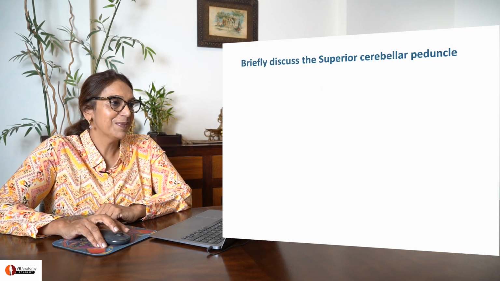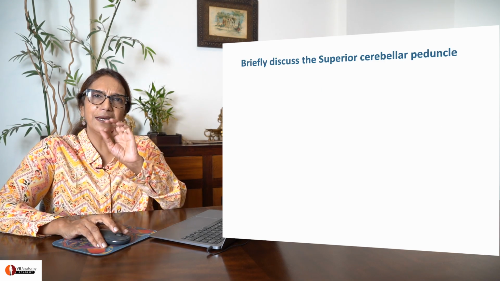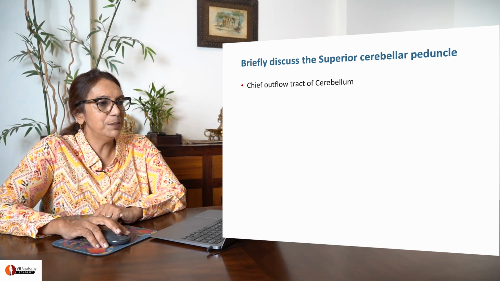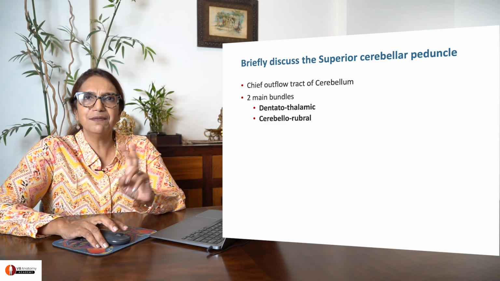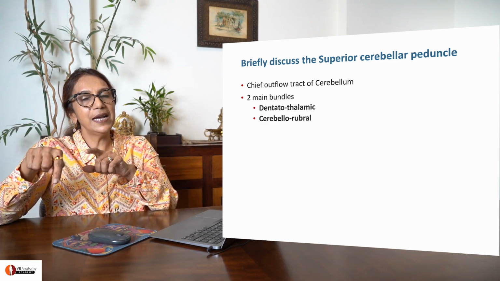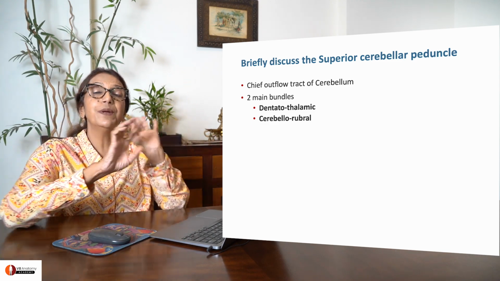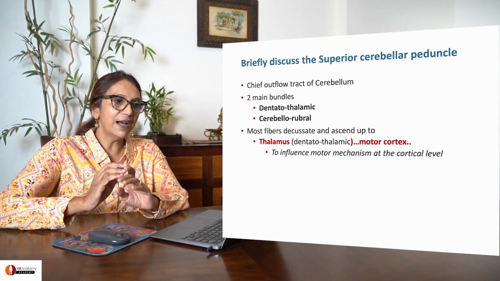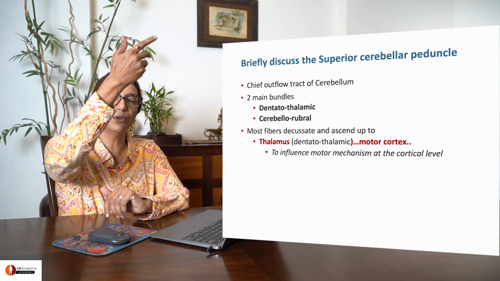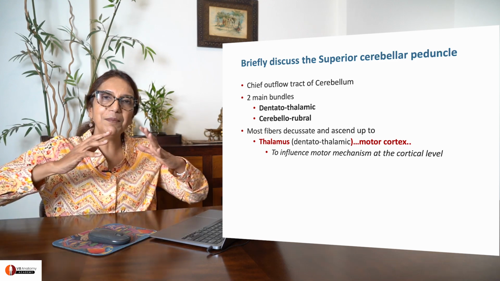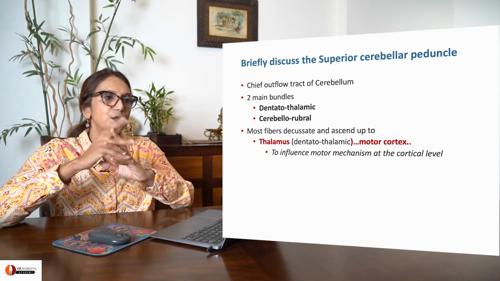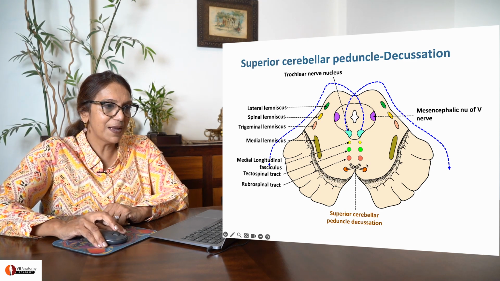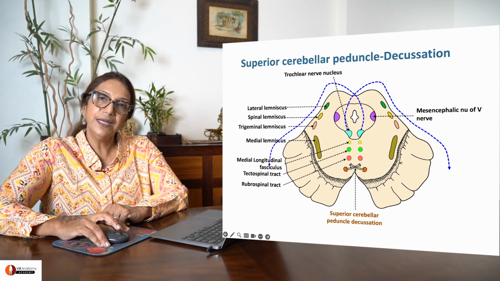I hope so. So, superior cerebellar peduncle, let's discuss in brief. This is the chief outflow tract from the cerebellum, consisting of two main bundles. We've done this, we don't need to even read it. Dentatothalamic and cerebellorubral set of fibers. Most of the fibers will decussate and ascend up to the thalamus, from there to the motor cortex. These are mainly the fibers which are decussating in the superior cerebellar peduncle decussation. So here, these are the fibers which are decussating over here.